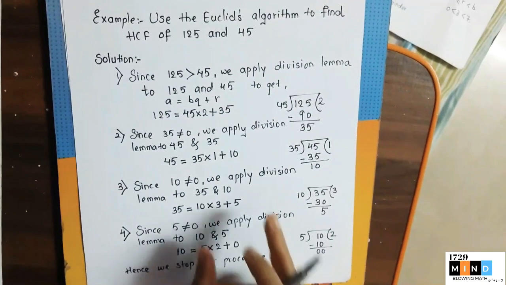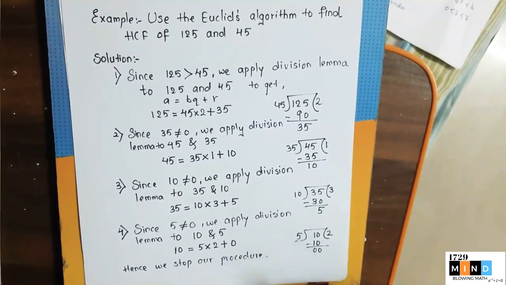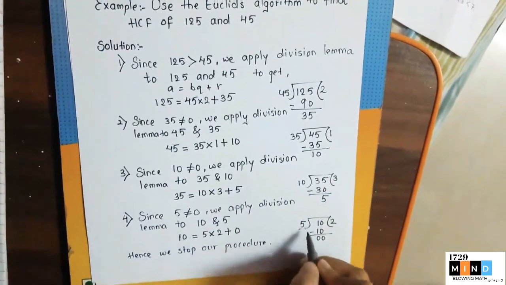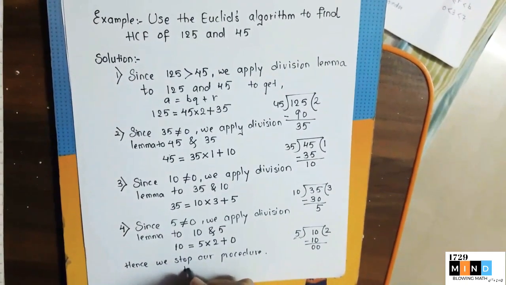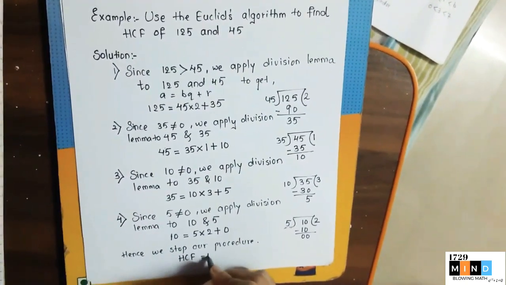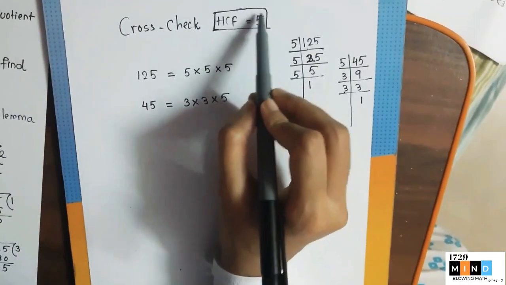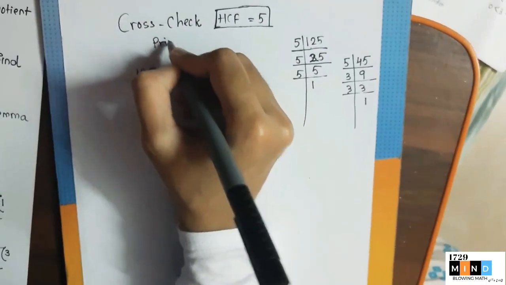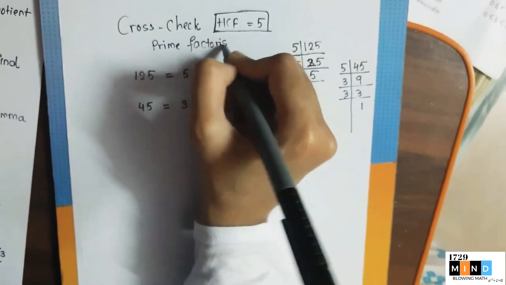Now remember, whenever we stop our procedure, the last divisor is considered as the HCF. So what is the last divisor? Last divisor is 5. So our HCF is 5. Now we will cross check whether our HCF 5 answer is correct or not with the help of the prime factorization method.